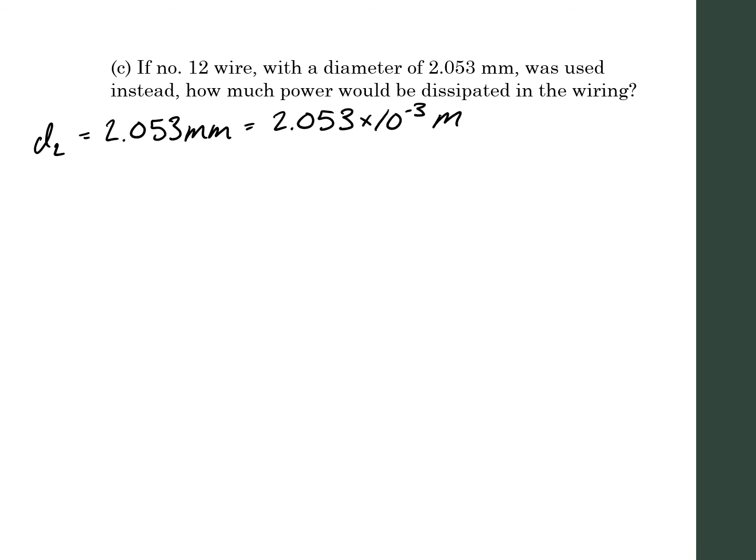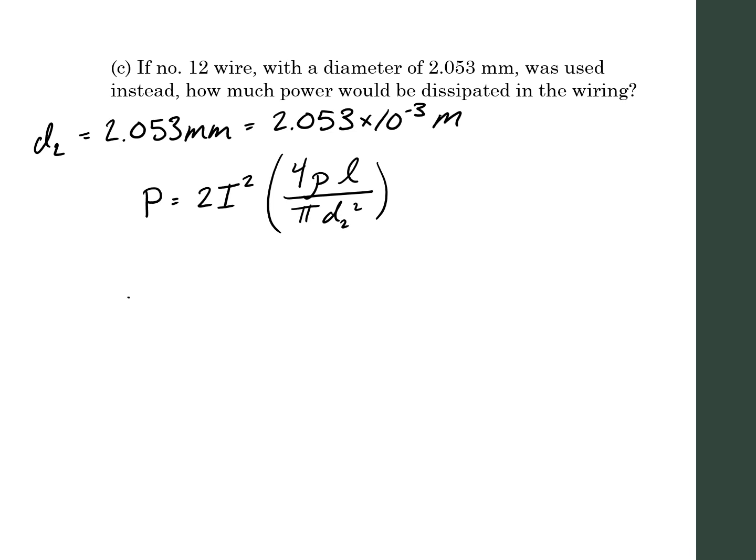And literally everything else is going to remain exactly the same. The length is the same, the current is the same, the potential is the same. Literally the only thing that's changing is the diameter of our wire. So we can use the same exact equation we had in part B. So I have 2 times the current squared times 4 times the resistivity times the length divided by pi, in this case diameter 2 squared.